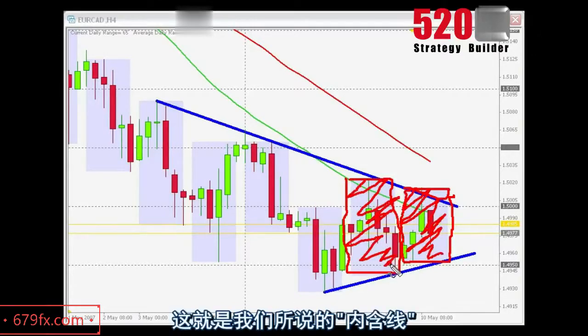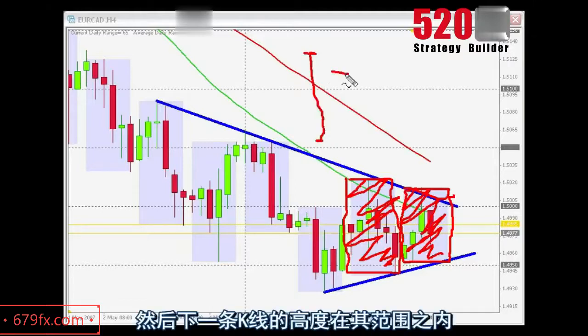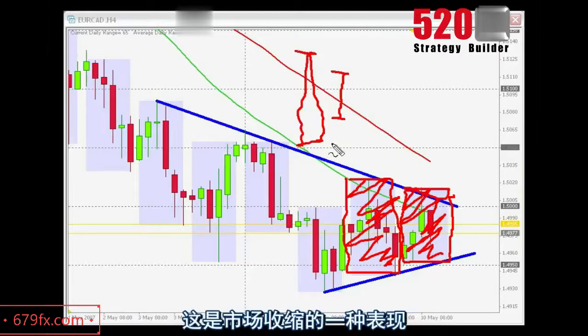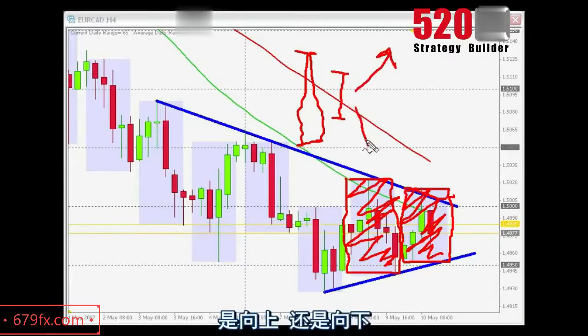That's what textbooks or candlestick formation players call an inside bar. You have a move, then you have the next day a smaller range, within the previous day's range, and that signifies consolidation. The market is gathering some energy, still hasn't made up its mind as to where it wants to break out, either to the upside or to the downside.